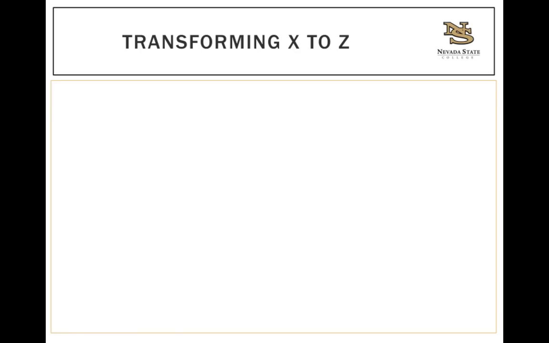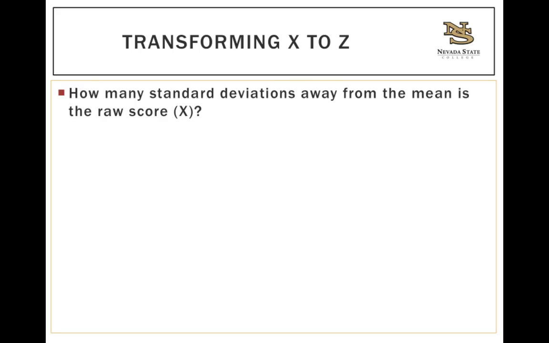So let's transform our raw scores into z-scores. Now keep in mind what we're doing is transforming one single raw score from our entire distribution into its corresponding z-score. Okay, so each raw score, or each x in your distribution, will have its own z-score. So when you're transforming a raw score into a z-score, what you're really asking is how many standard deviations away from the mean is the raw score? So again, we're working in units of standard deviation, and we are always comparing to the mean of its distribution.